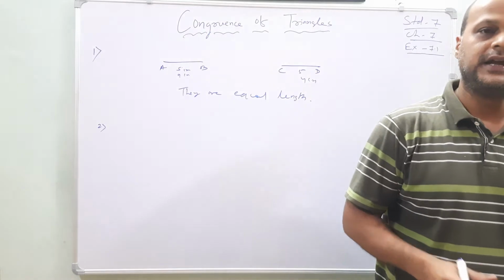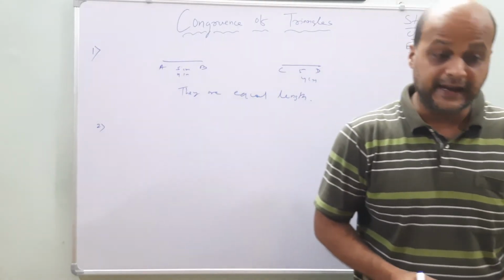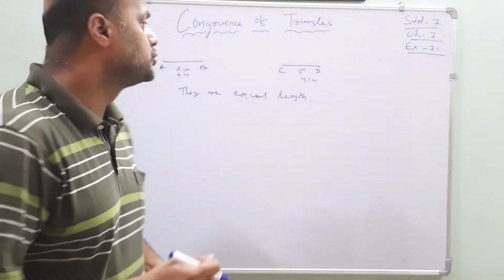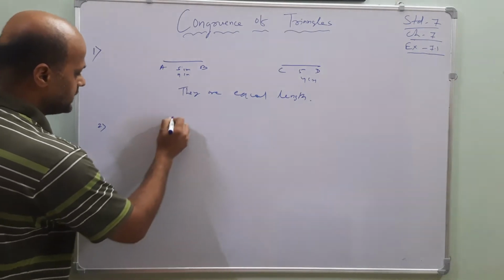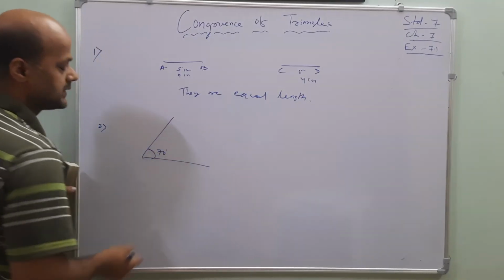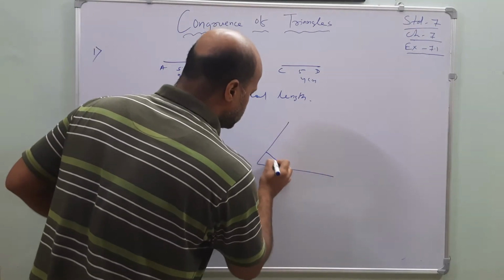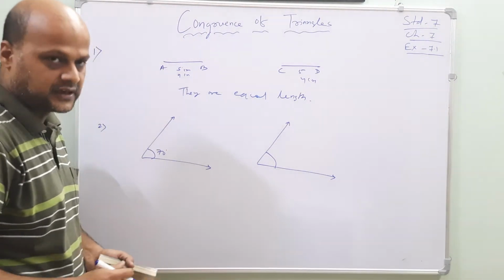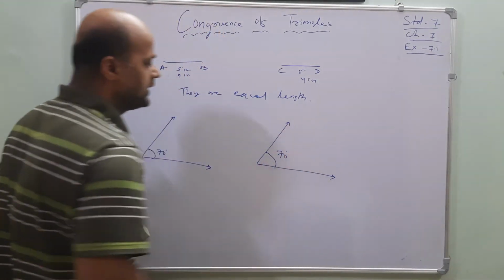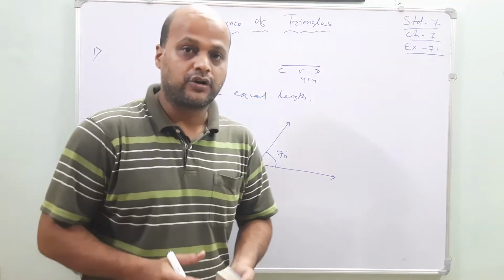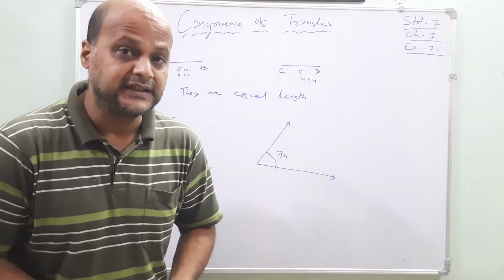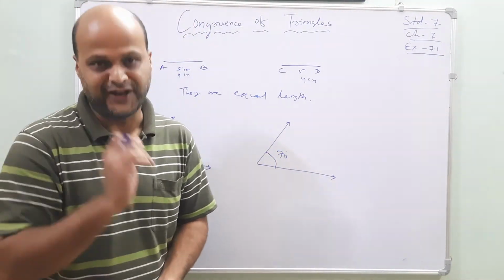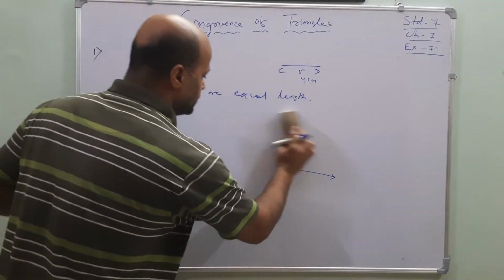The second one says that among two congruent angles, one has a measure of 70 degrees. What is the measure of the other angle? Here it says the measure of one angle is 70 degrees. So what is the value of this angle if these two are congruent to each other? Yes, it is also 70 degrees. If two angles are congruent, the value of the angles is the same. Very good.